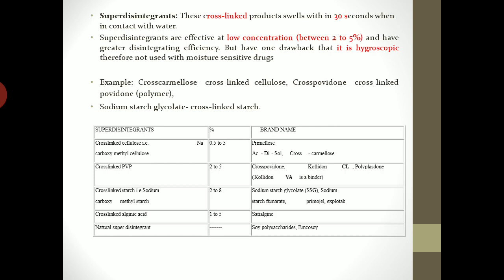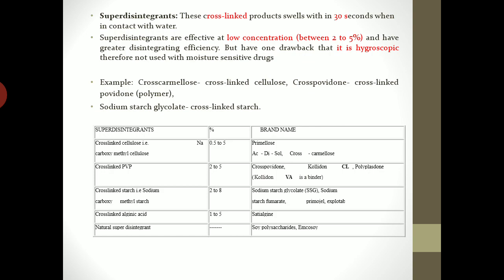Nowadays, super disintegrants are also available in the market. Super disintegrants are cross-linked products that have the capacity to swell within 30 seconds when they come in contact with water. Disintegrants are effective at low concentration. Between 2 to 5% concentration, super disintegrants are effective, and they have greater disintegrating efficacy, but have one drawback, that they are very hygroscopic in nature and therefore not used with moisture sensitive drugs.